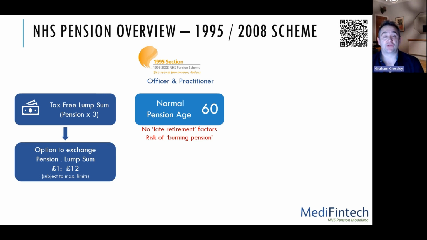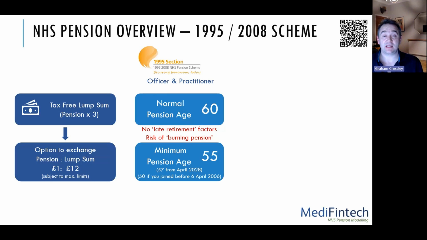Now, the normal pension age for the 95 section is age 60, and there are no late retirement factors. So if you go past the normal pension age, you are effectively burning pension. It won't be backdated. The minimum pension age, if you did want to take your pension early, is age 55. Now, this is actually changing to 57 from April 2028.